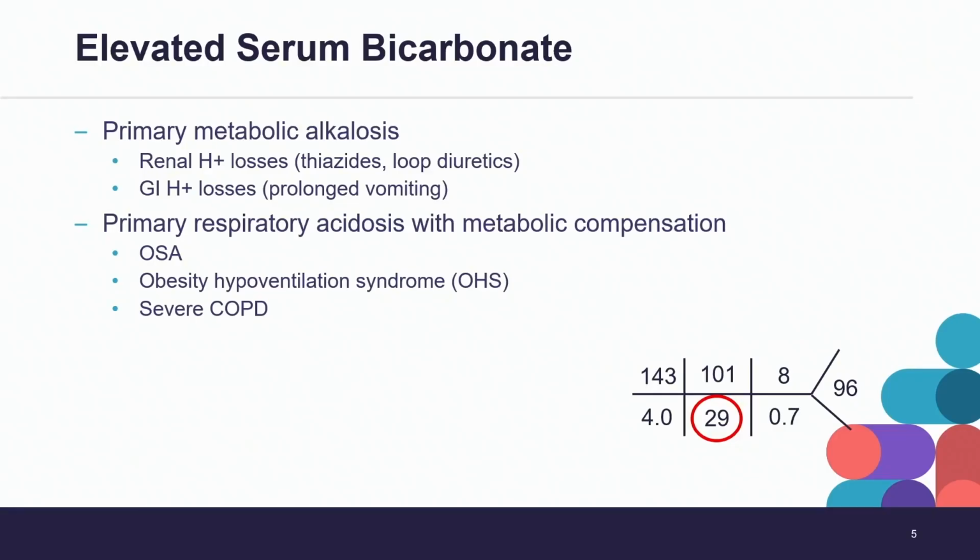But more likely, you're going to see someone who really has a primary respiratory acidosis, and that bicarb is their metabolic compensation for that. And so that's usually the OSA population or obesity hypoventilation, or your severe COPD patients will do this as well. And we'll talk about OSA in this setting in particular.